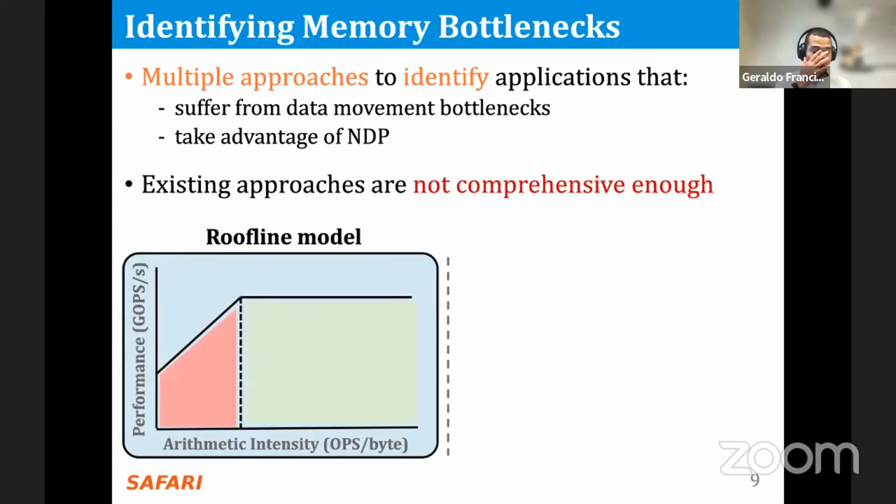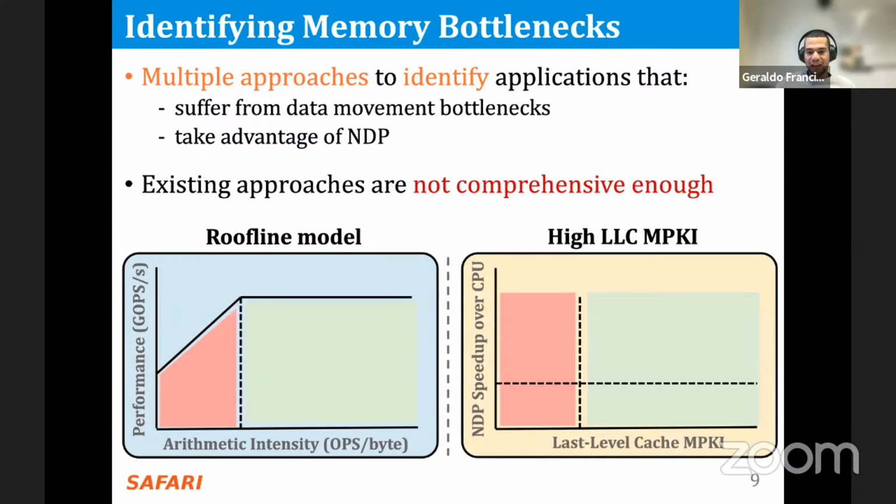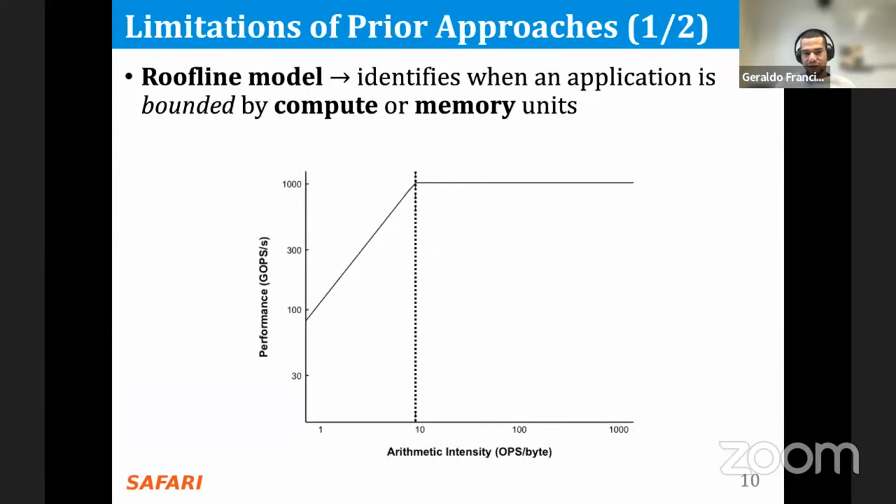So I'm going to illustrate with two quite common models to identify memory bottlenecks that many prior works have used to also infer that an application or function can benefit from near data processing, and show their inefficiency. The first one is the roofline model, and the second one is using the number of last-level cache misses per kilo instructions as an indication of NDP suitability. So first I'm starting with the roofline model.